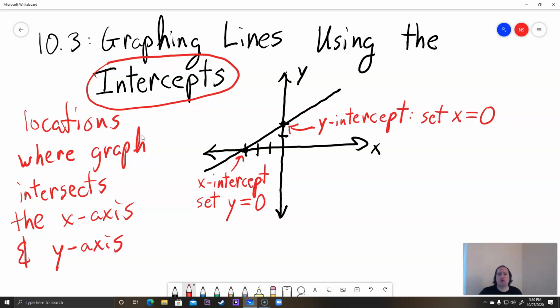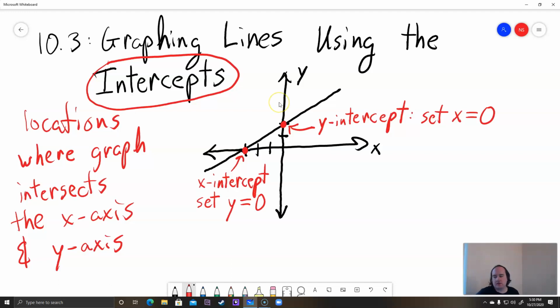Okay. All right, so for the x-axis, the x-intercept, the way you find that one is you set the other variable equal to 0. So to find the x-intercept, you set y equal to 0, and that'll give you that point right there where the graph intercepts the x-axis. And then to find the y-intercept, you set x equal to 0. And once you set x equal to 0, that'll give you the point where the graph intercepts the y-axis.